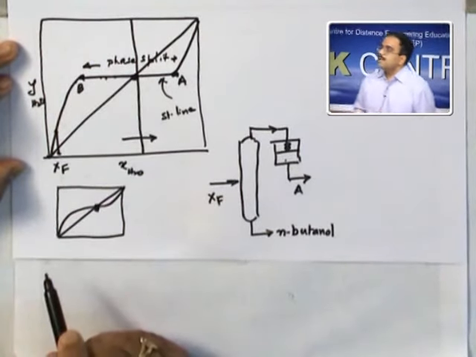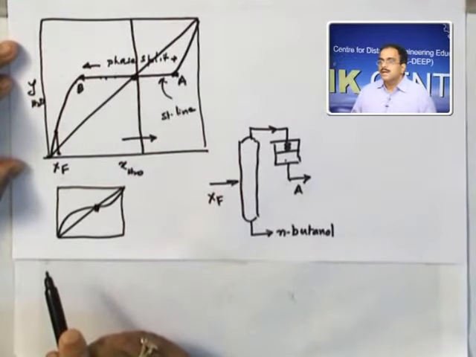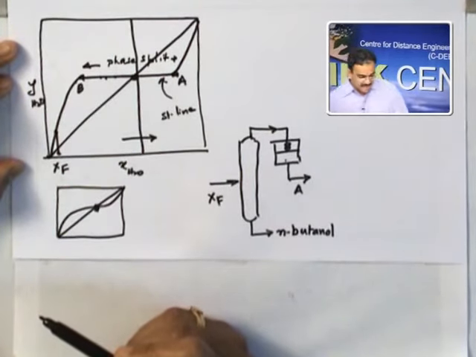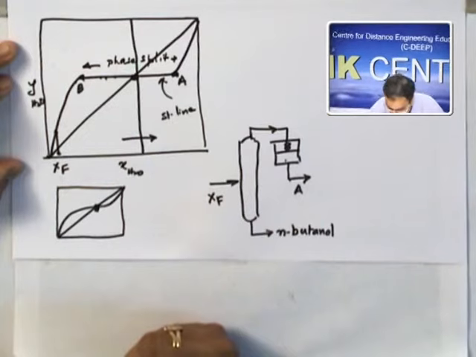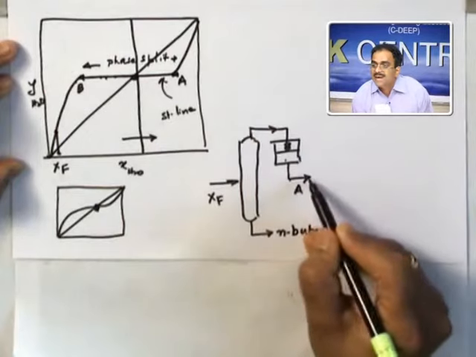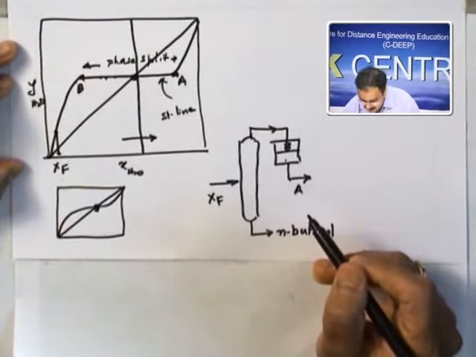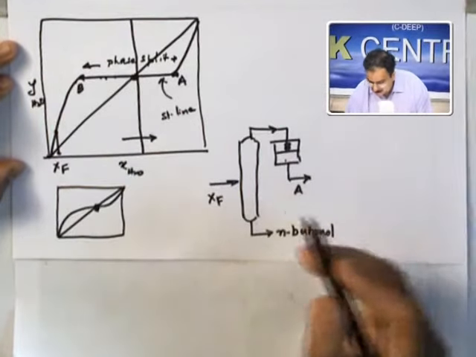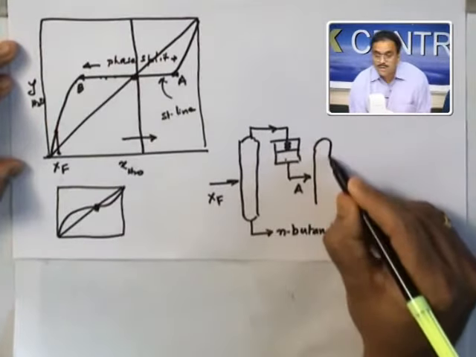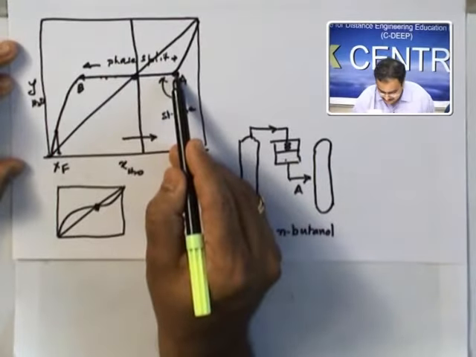This phase splitting comes because of non-ideality, but I am exploiting this non-ideality to get a separation. Now, this stream A, I have crossed the region. I am interested in pure water now, already got pure butanol. So I put it to another column. Now you are here, this goes as a feed.